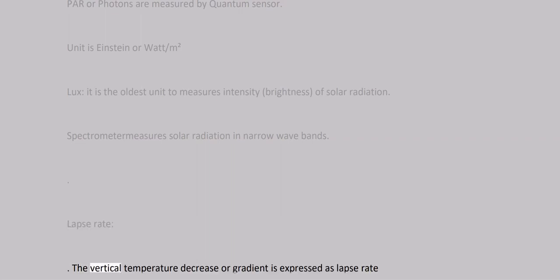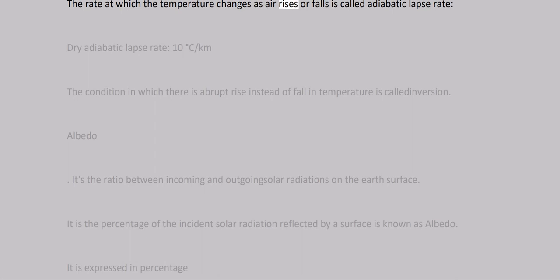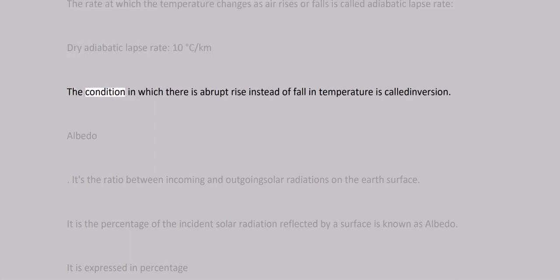Lapse rate. The vertical temperature decrease or gradient is expressed as lapse rate. Normally lapse rate is 6.5 degrees Celsius per kilometer. Adiabatic lapse rate. The rate at which the temperature changes as air rises or falls is called adiabatic lapse rate. Dry adiabatic lapse rate is 10 degrees Celsius per kilometer. The condition in which there is an abrupt rise instead of fall in temperature is called inversion.